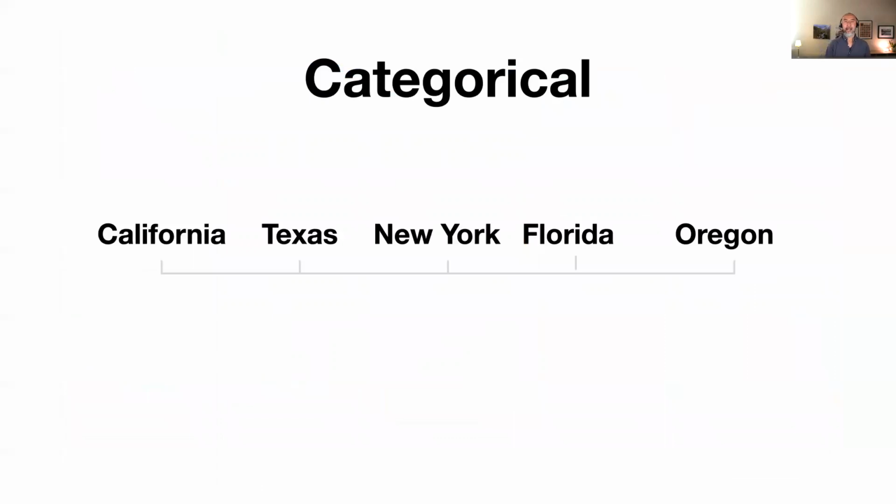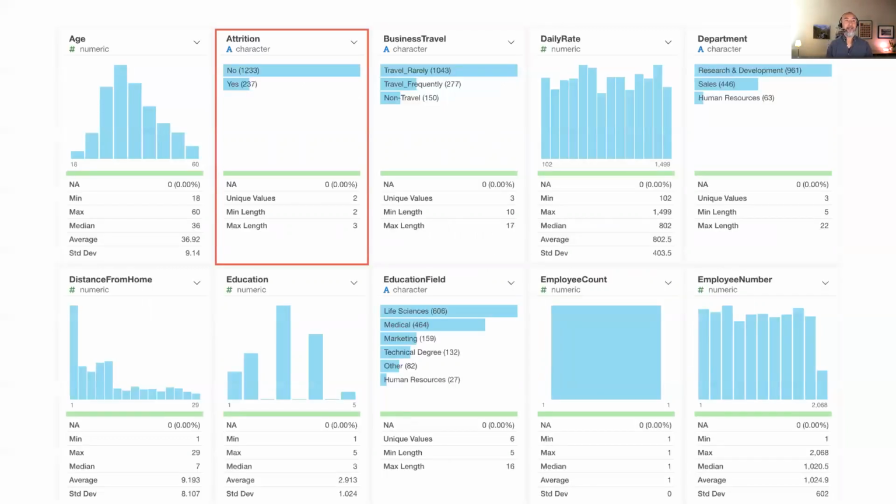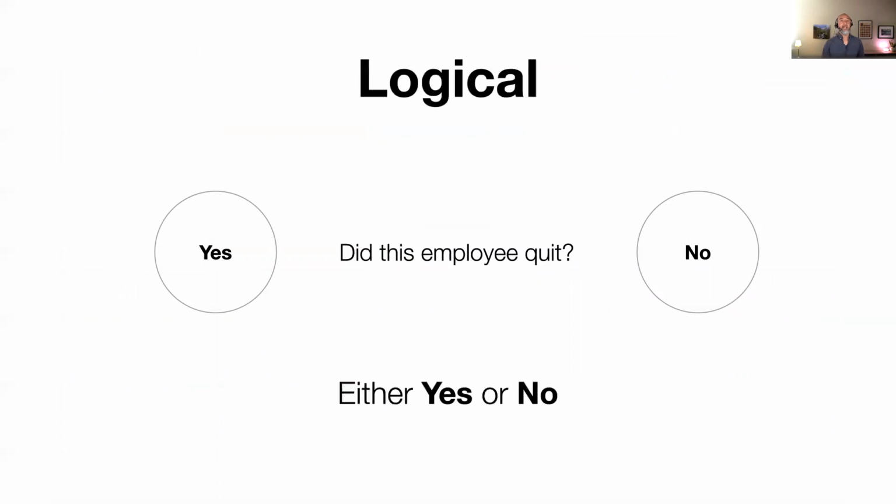Anyway, categorical is, let's say, American states: California, Texas, and so on. This categorical has basically no continuous relationship and no ordinal relationship. There's no rule that California should be before Texas and New York after that, unless you bring in numerical information such as population and GDP. Here, attrition is categorical, but look at these values. There's only yes and no, right? Basically, did this employee quit? That's attrition, yes or no. So this is a special type of categorical, and we call it the logical data type. It can be considered categorical, but under the categorical umbrella there is a special type called logical, and it can have only two values, yes or no, or maybe 1 and 0.